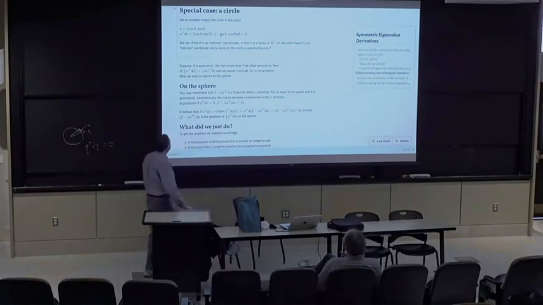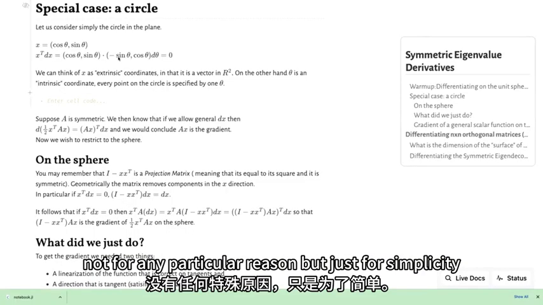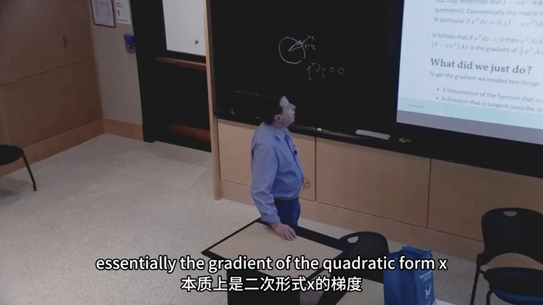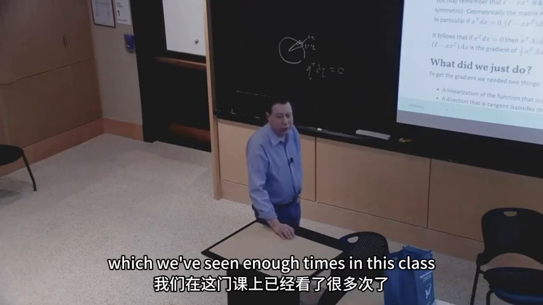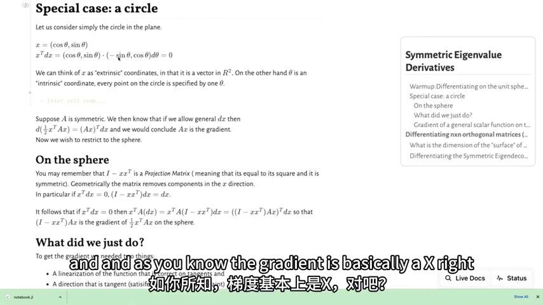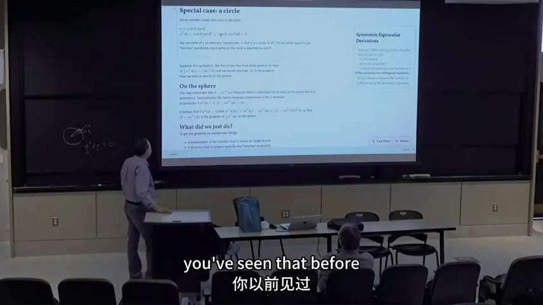All right. So I'm going to restrict myself to symmetric matrices, not for any particular reason, but just for simplicity. And I'm going to look at essentially the gradient of the quadratic form x transpose Ax, which we've seen enough times in this class. And as you know, the gradient is basically Ax, right? And you've seen that before.